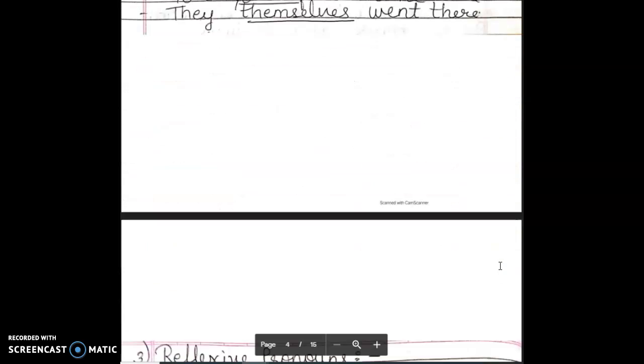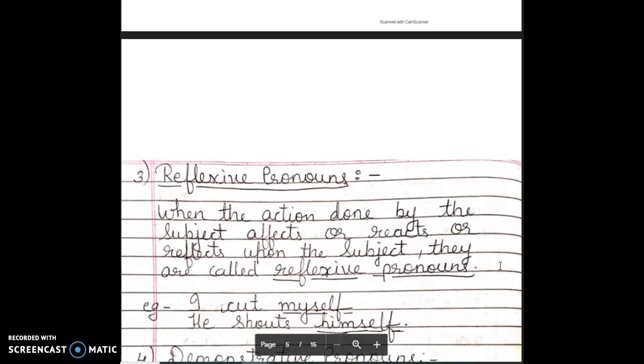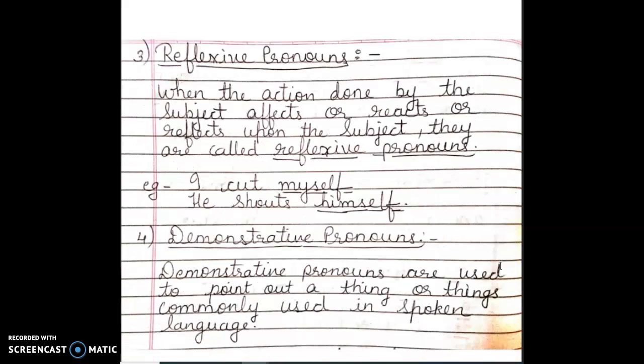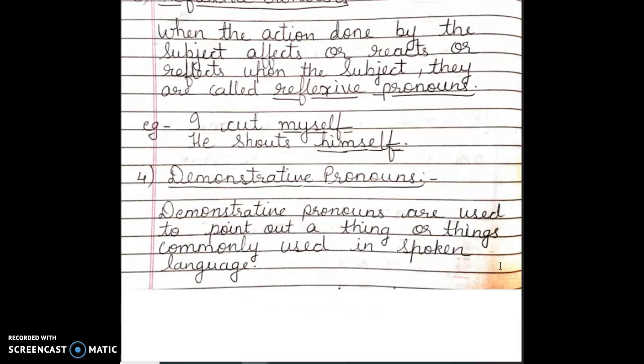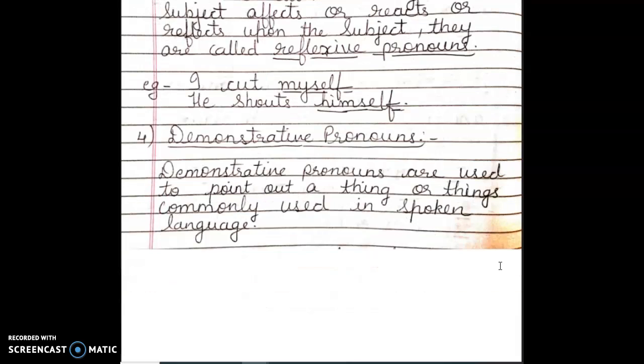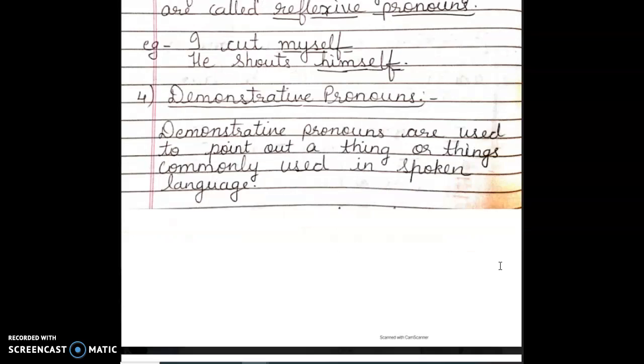And the next one is reflexive pronoun, where you have the same self, but they are not used together. They are used separately in the same sentence, for example, I cut myself. That is, the action which I am doing or the person is doing is said to reflect on him only, him or her. So he shouts himself. So he is shouting, so the action is done on him only. So that is reflexive pronoun.